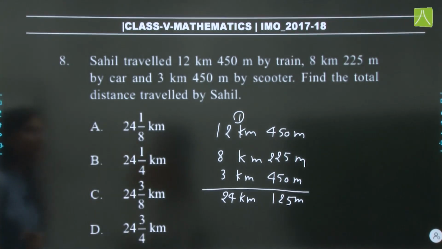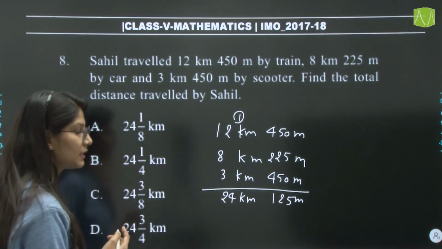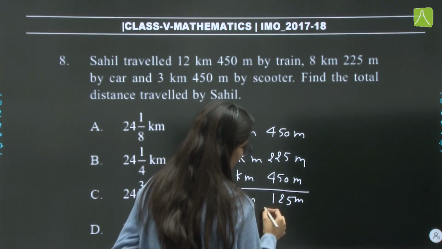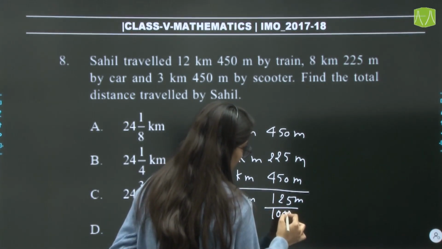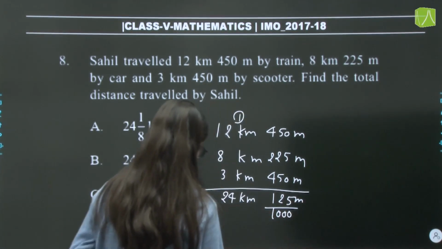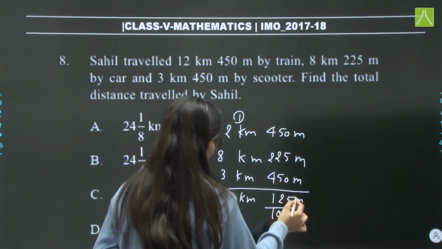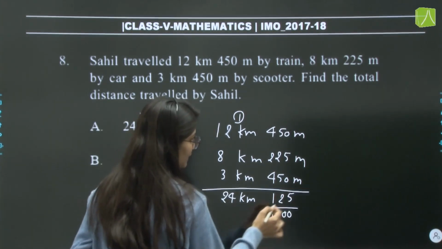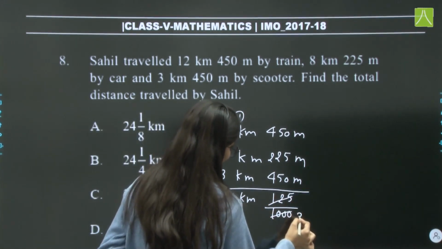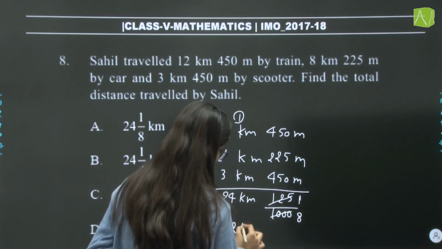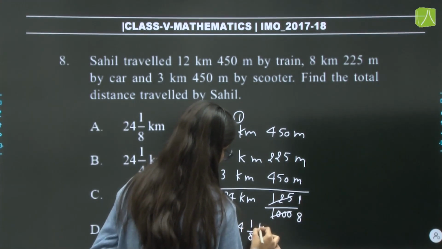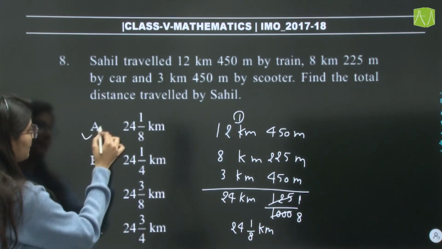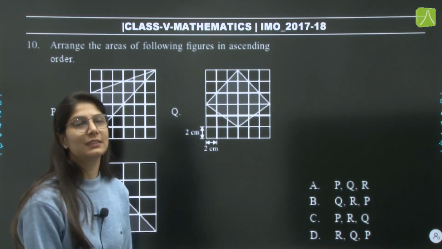But now you can check, there is no answer like this. So we have to convert this meter into kilometer. So we know that in 1 kilometer there are 1000 meters. So you have to divide this 125 by 1000 to convert this into kilometer. Now you can cut this 125 by 1000 8 times, and this will be 24 whole 1 by 8 kilometer. This is the total distance travelled by Sahil, and this is option A. Okay, so now question number 10.